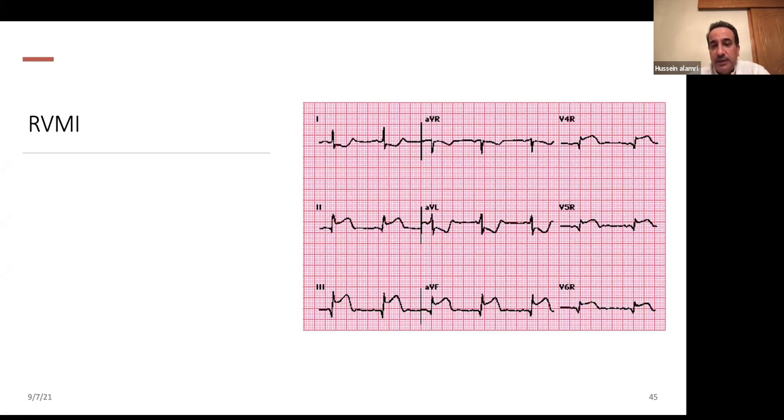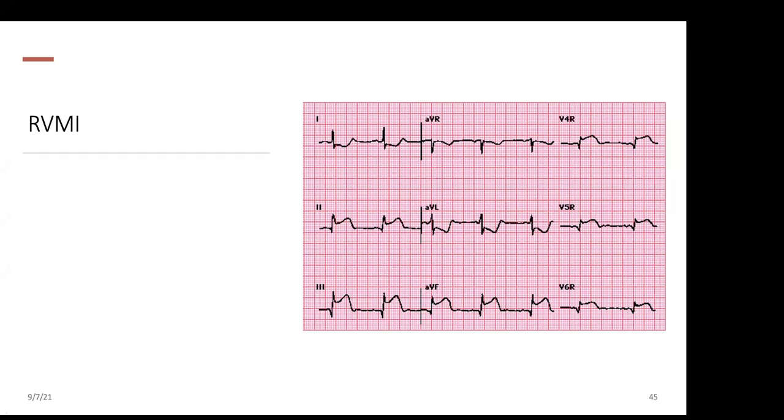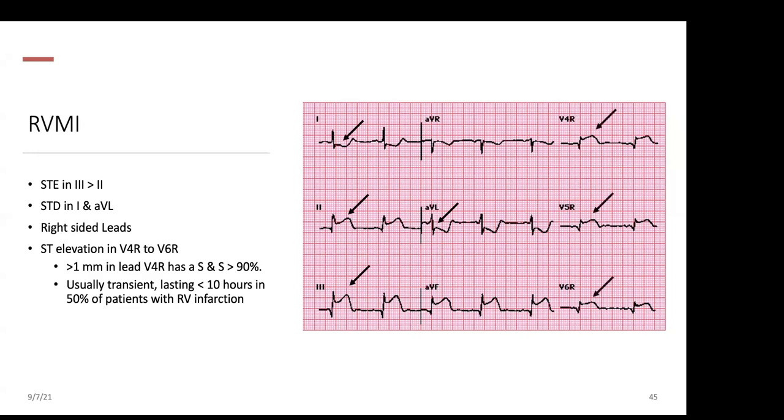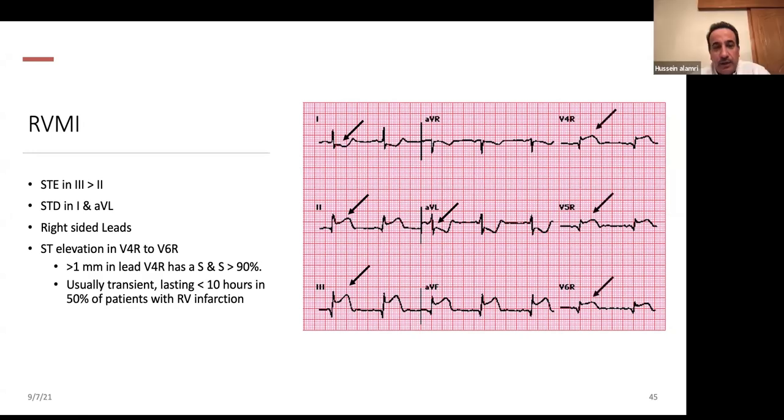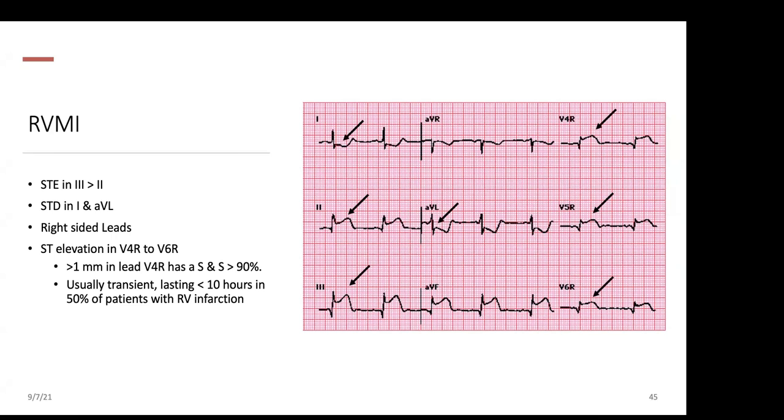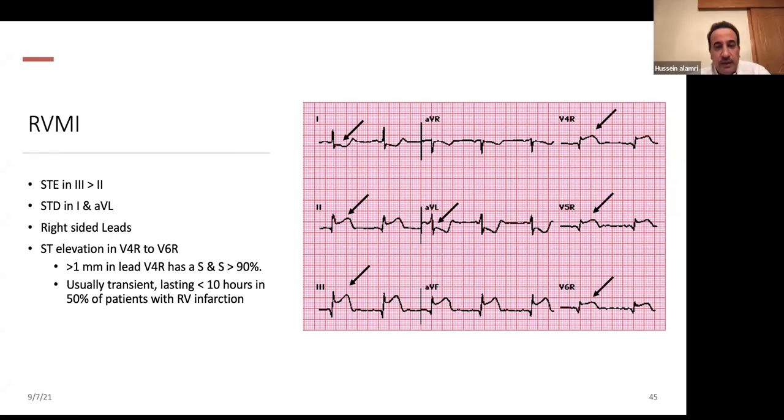Can somebody read this ECG? There is ST elevation in the inferior leads, lead 2, 3, aVF, and ST depression in the lateral leads 1 and aVL, plus ST elevation in V4R, V5R, also V6R, which indicates inferior MI with RV infarction. Okay, which artery do you think is involved? RCA. Exactly, the RCA, because lead 3 is more than lead 2, and there's ST depression in lead 1.